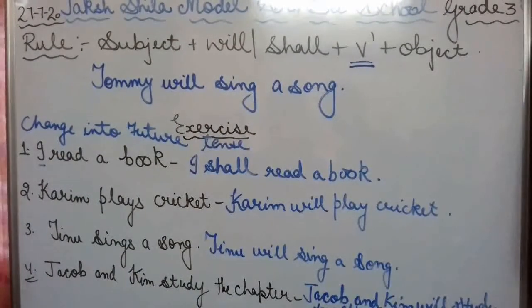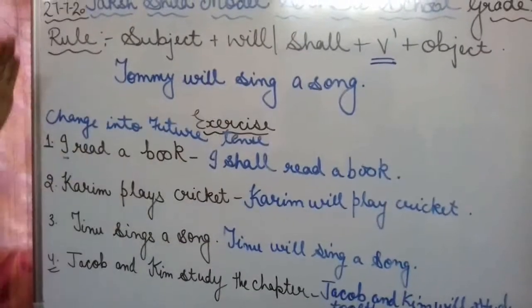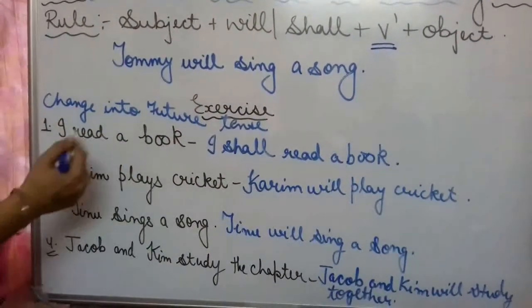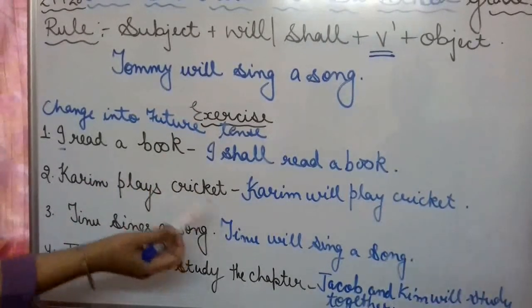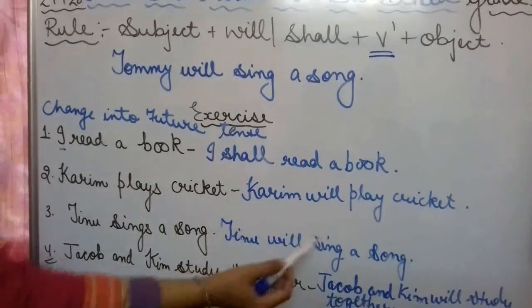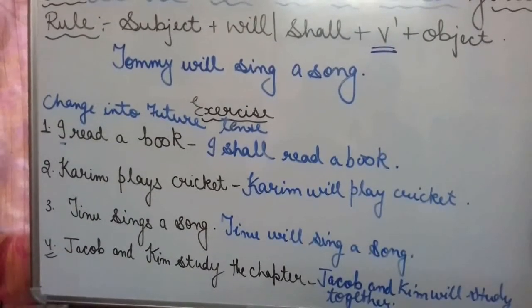Clear? So just remember where you have to use will and shall. Shall is used with I and we. I shall read a book. Kareem will play cricket. Tinu sings a song, so Tinu will sing a song. Jacob and Kim will study together.